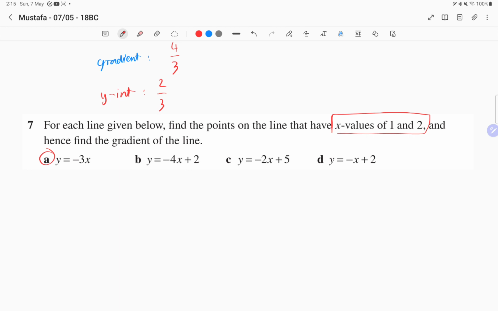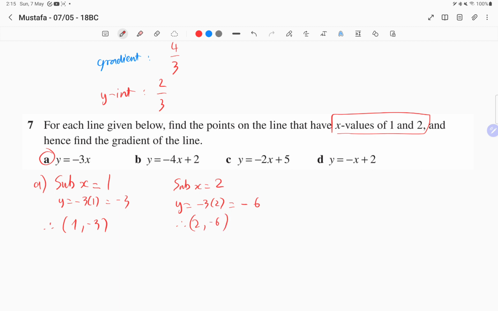So y equals... Remember, you always write sub. So sub x equals 1. Okay, so y equals -3 times 1, which is -3. Then sub x equals 2, and y equals -3 times 2. And that's -6. Okay, so the first point is (1, -3) and the second point is (2, -6). Okay, how do we find the gradient of the line?